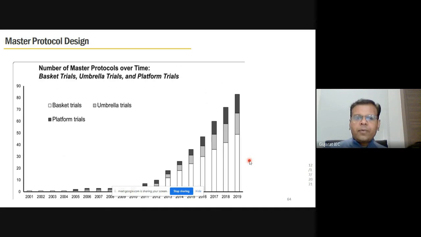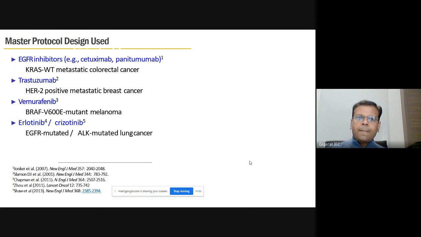These types of study designs, or master protocols, are becoming more frequent and common now, and more studies are being designed with these protocol designs. These are a few examples of master protocols. We have trastuzumab, vemurafenib, erlotinib, crizotinib. These have been tried and tested through these master protocols.